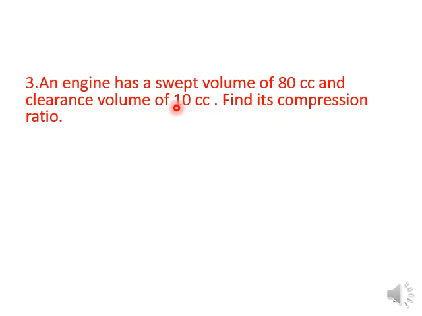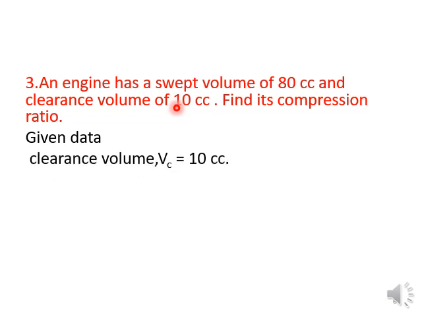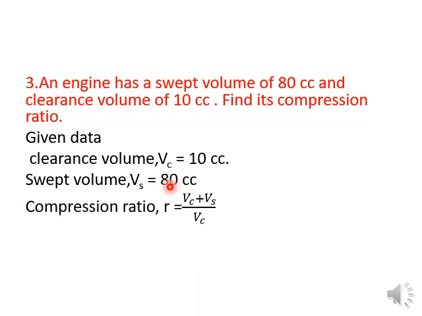Vs is 80 cc, Vc is 10 cc, and we all know that the compression ratio R is equal to Vc plus Vs divided by Vc. Clearance volume 10 cc, swept volume 80 cc. So substitute the values of Vc and Vs in the formula. R is equal to 10 plus 80, divided by 10. So 10 plus 80 is 90, divided by 10. So the compression ratio is 9.